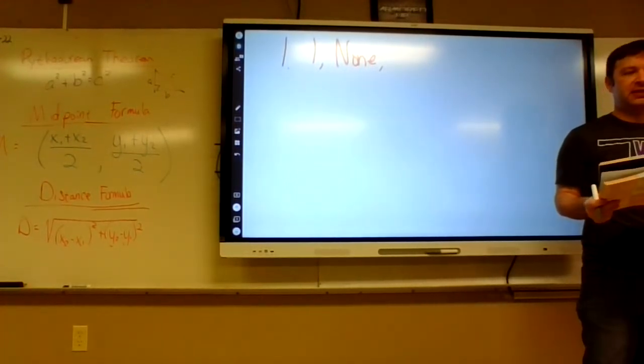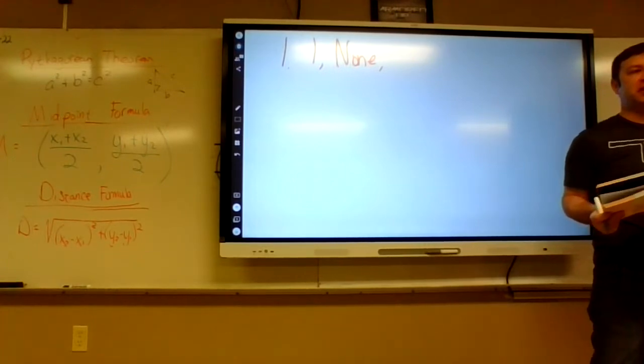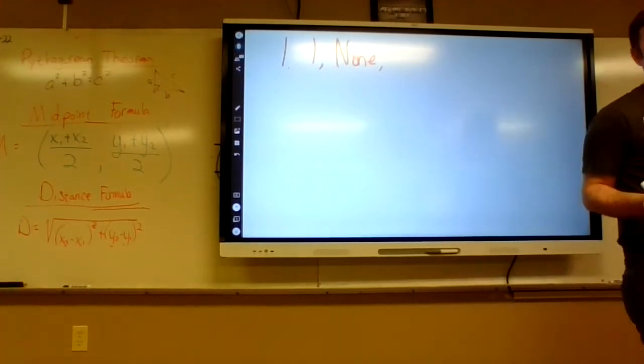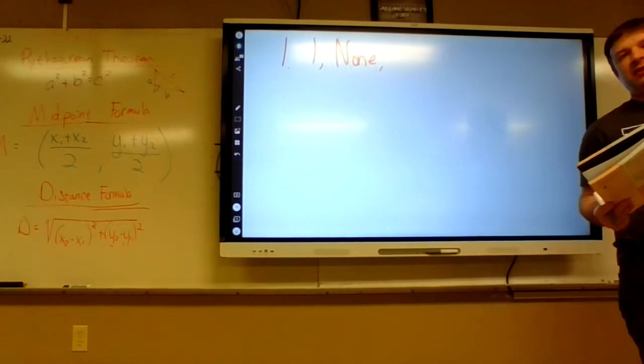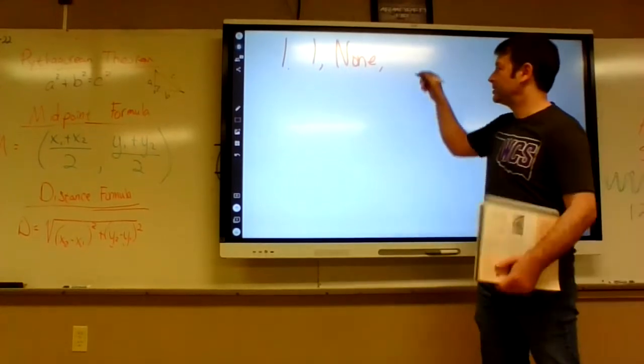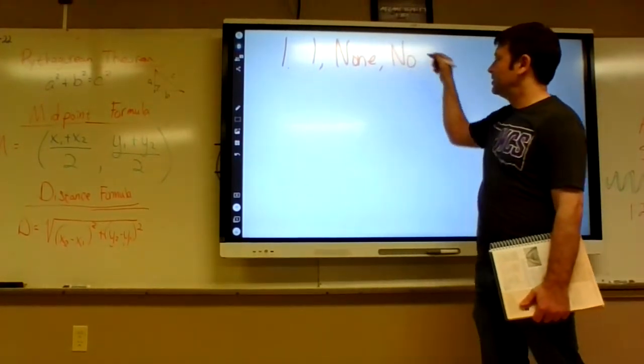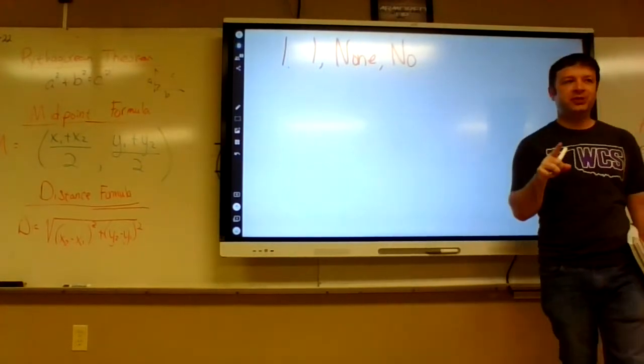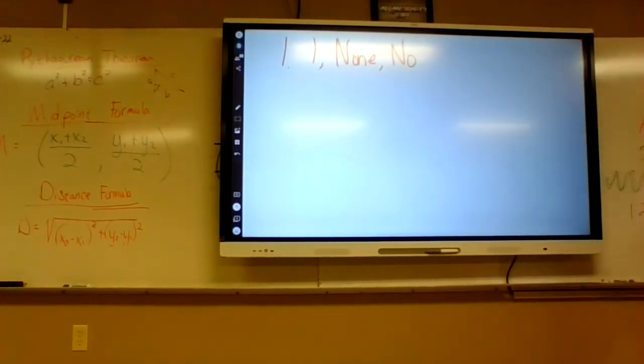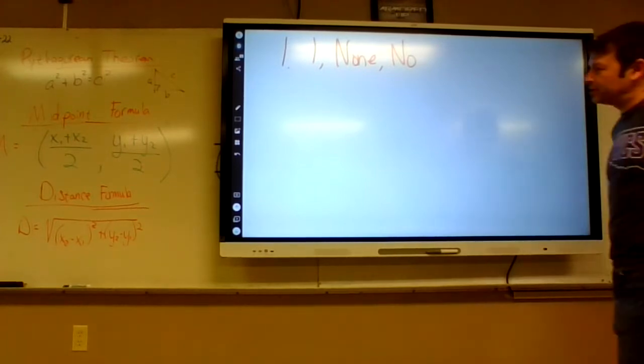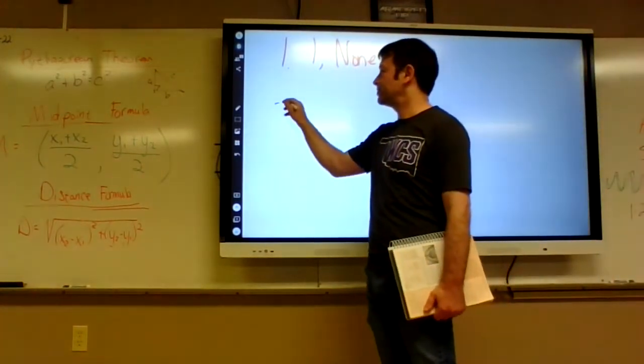Okay. The last question is, does it have point symmetry? No. In other words, if we turn it 180, does it look the same? And the answer is no. If it doesn't have rotational symmetry, there's no way it could have point symmetry, because point symmetry is a type of rotational.